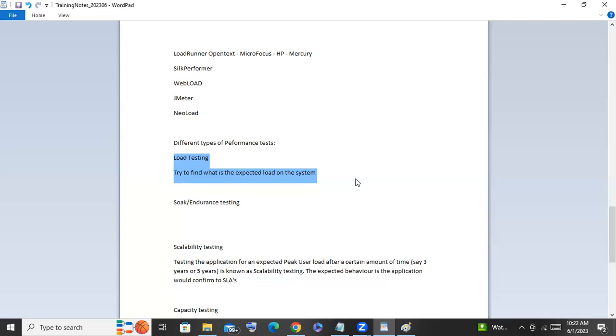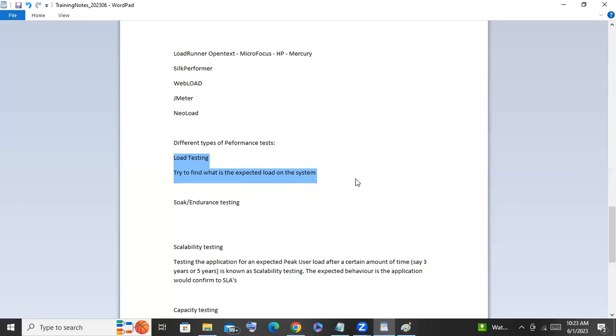Once we know that the load testing is passed, then we would go for soak testing or endurance testing. We would ensure that not only for 1 hour, the application would be able to sustain for a longer duration of time. Is that clear, guys? Yes. And then once we complete the soak testing or endurance testing, then we would go for scalability testing.